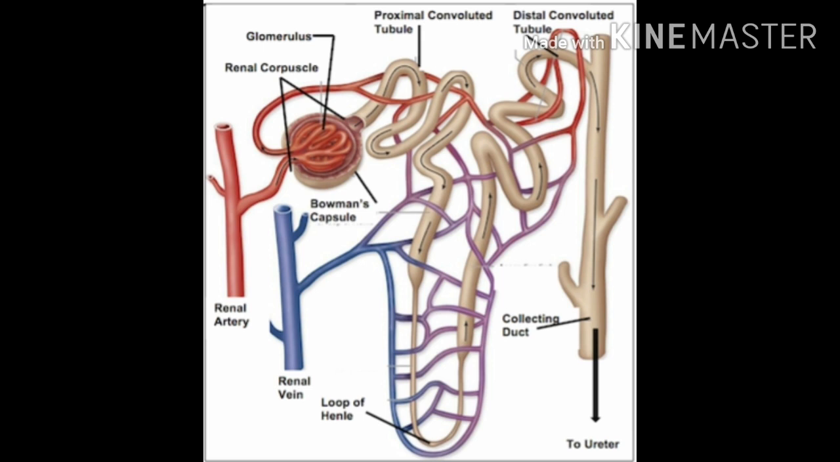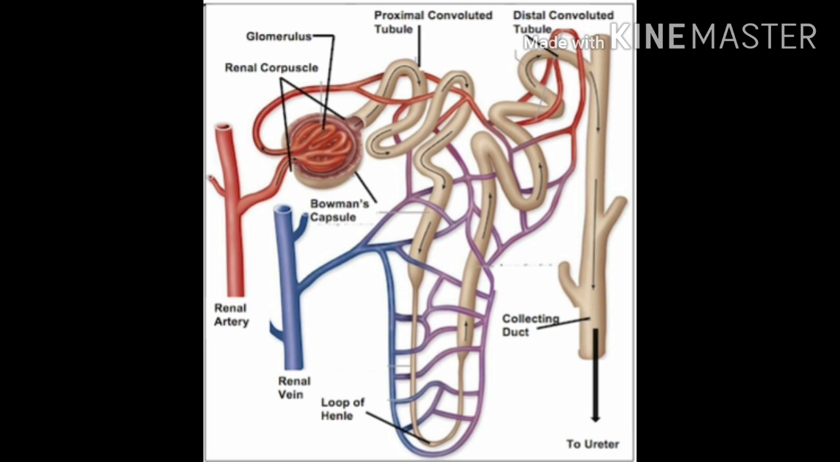So you also know why these names are given. Proximal means near to the main body. Here the main body is Malpighian corpuscle. As the proximal convoluted tubule is near to the Malpighian corpuscle, hence the name proximal convoluted tubule. And distal means away. As the distal convoluted tubule is away from Malpighian corpuscle, the name is distal convoluted tubule.